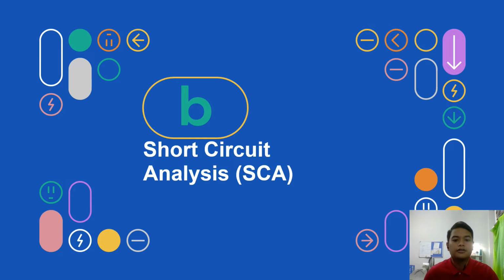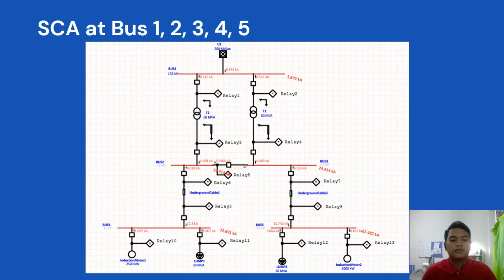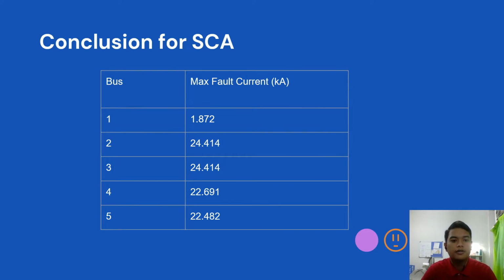For the next part, we will do the short circuit analysis. After we run the short circuit mode, we will see all the buses turn red and we will get the value of the fault current. So we can tabulate the data of the short circuit analysis, the max fault current in kiloamperes for bus 1 until bus 5.